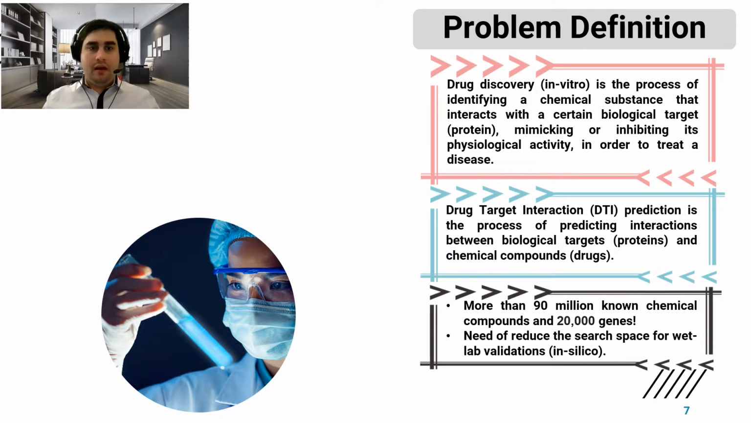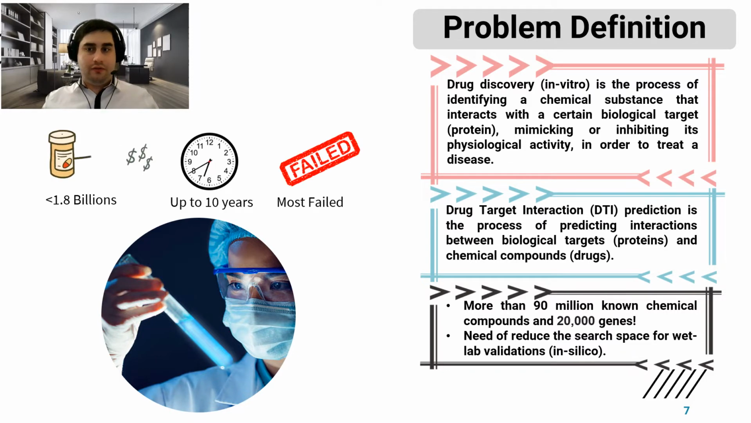drugs. Because there are more than 90 million known chemical compounds and 20,000 genes, the process of discovering new drugs is very expensive, time-consuming, with many failures. So there is a need to reduce the search space for wet lab validations by using in silico or computational methods.